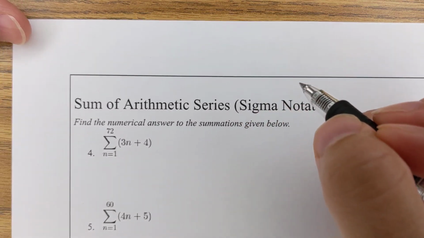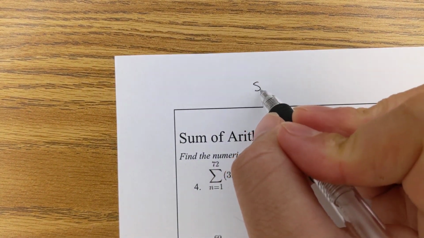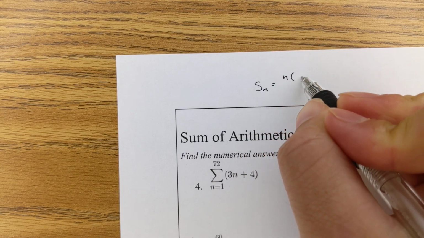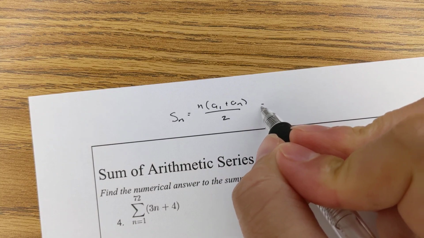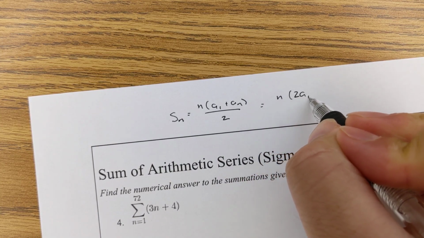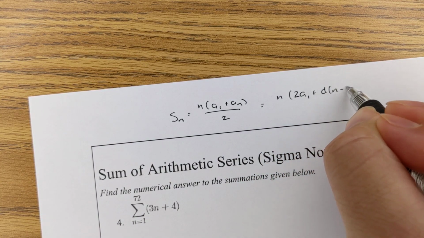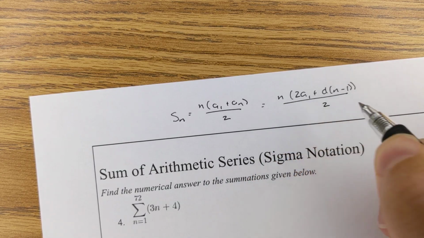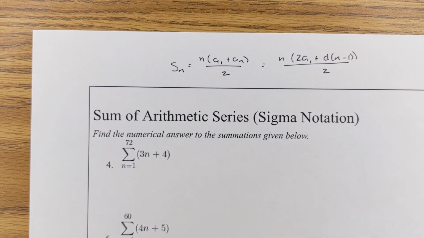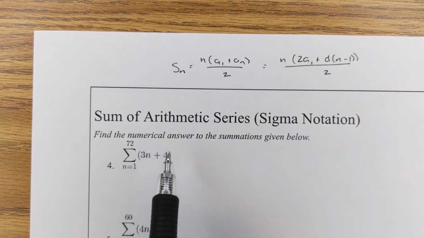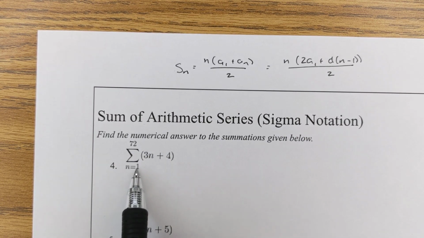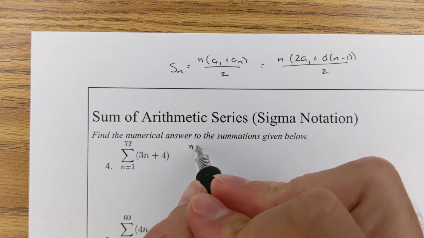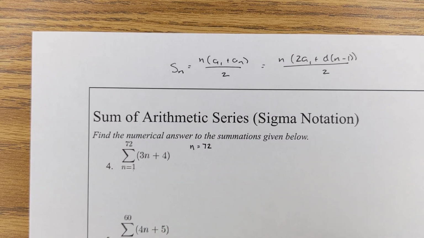So let's jot these down real fast here up at the top so I can reference them. So Sn equals n times a1 plus an over 2, if you know the first and last, or this one if we do not know. So what this notation means, the sum of the numbers that follow this formula, starting at the first number, n is 1, and ending at the 72nd number. So for this problem, n would be 72.